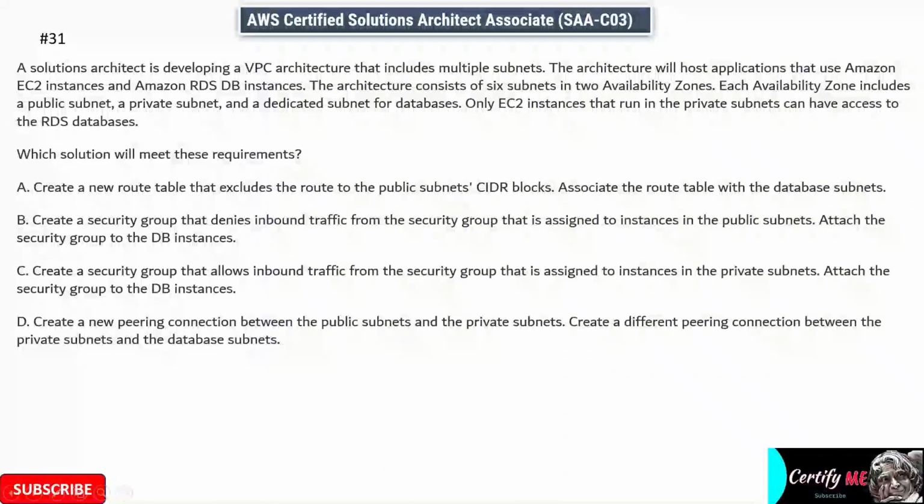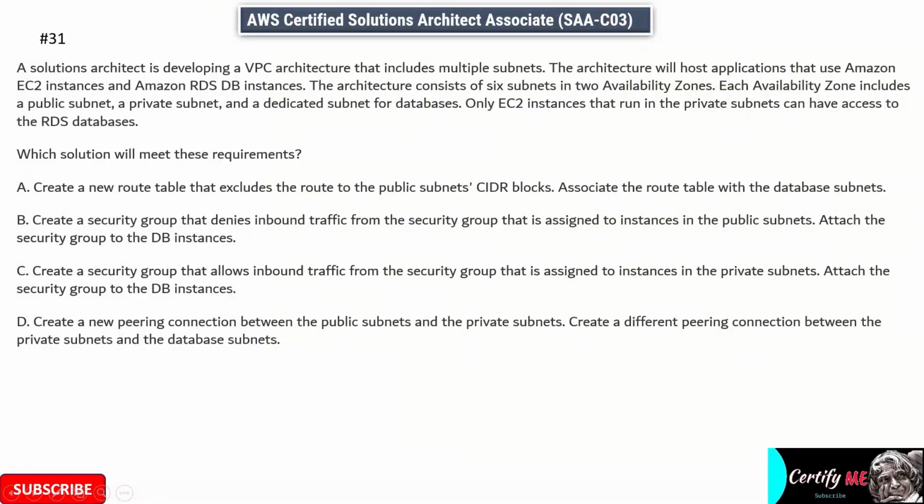A solutions architect is developing a VPC architecture that includes multiple subnets. The architecture will host applications that use Amazon EC2 instances and Amazon RDS DB instances. The architecture consists of 6 subnets in 2 availability zones. Each availability zone includes a public subnet, a private subnet, and a dedicated subnet for databases. Only EC2 instances that run in the private subnets can have access to the RDS databases. Which solution will meet these requirements?